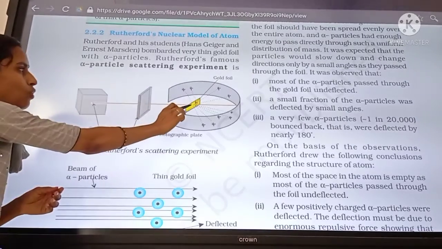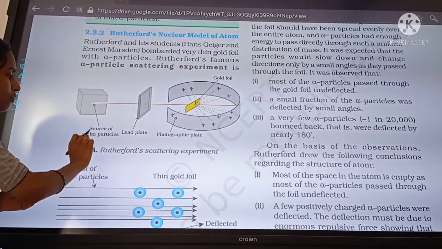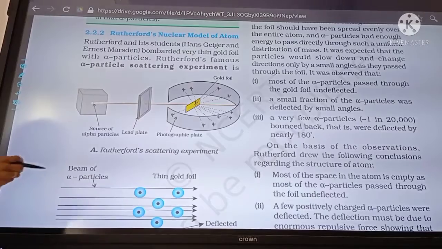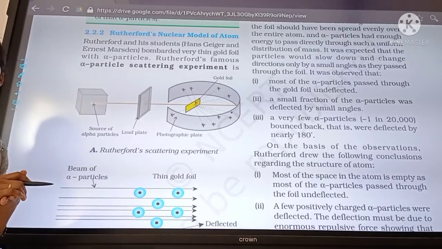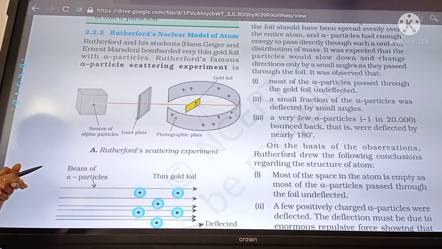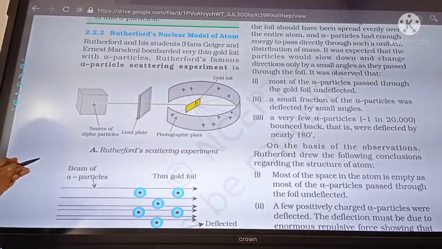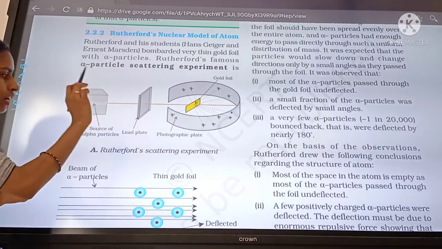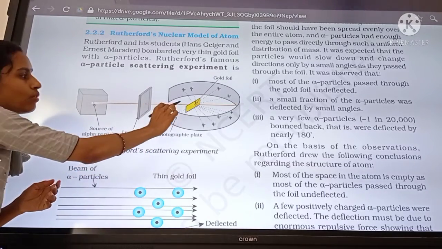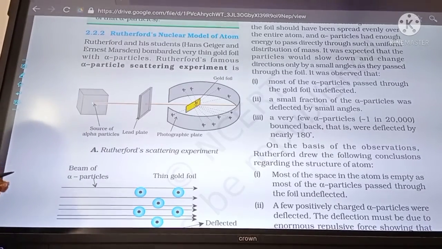They took this thin gold foil and an alpha particle source. Heavy radioactive metals release alpha, beta and gamma particles. So he took a radioactive element as a source of alpha particles, which releases alpha particles that strike this gold foil. He observed many things. So what are his observations?